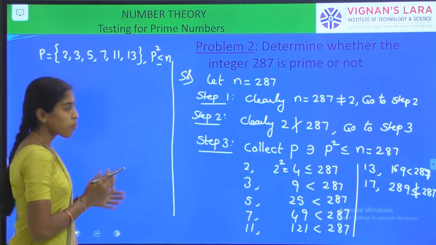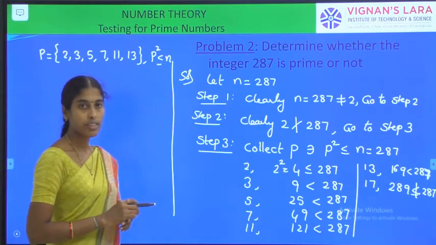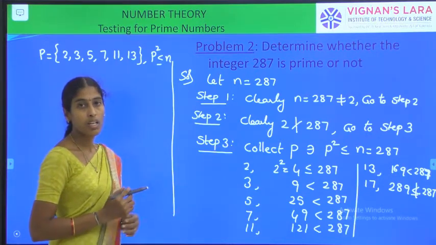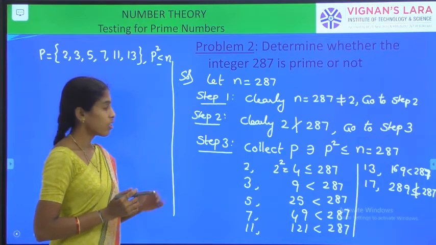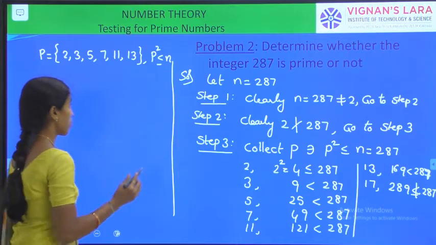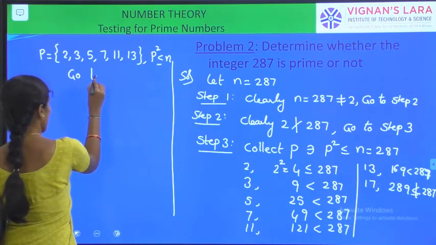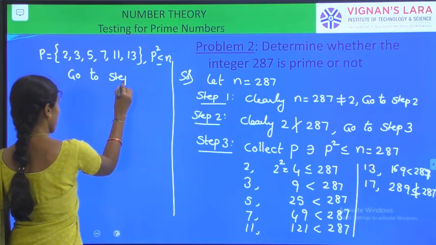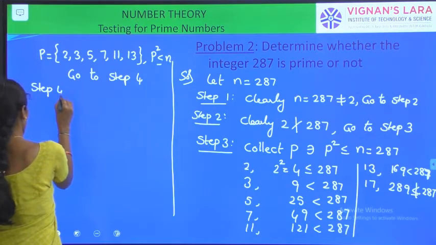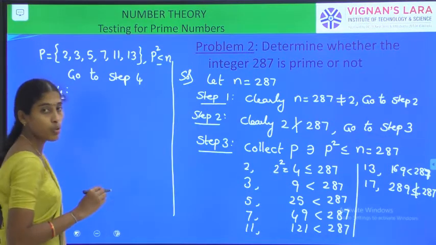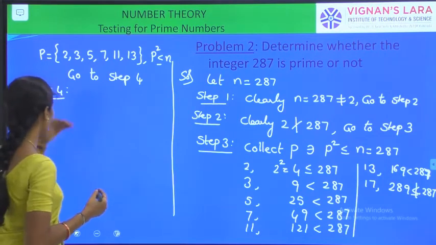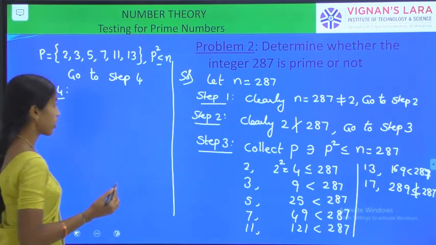Right? If such prime numbers exist, then we need to go to step 4. If such prime numbers do not exist, then stop here in step 3 and we can conclude that n is a prime number. So because such prime numbers exist, go to step 4. In step 4, we have to see whether p divides n. What is p? p is the prime number obtained in step 3, right?